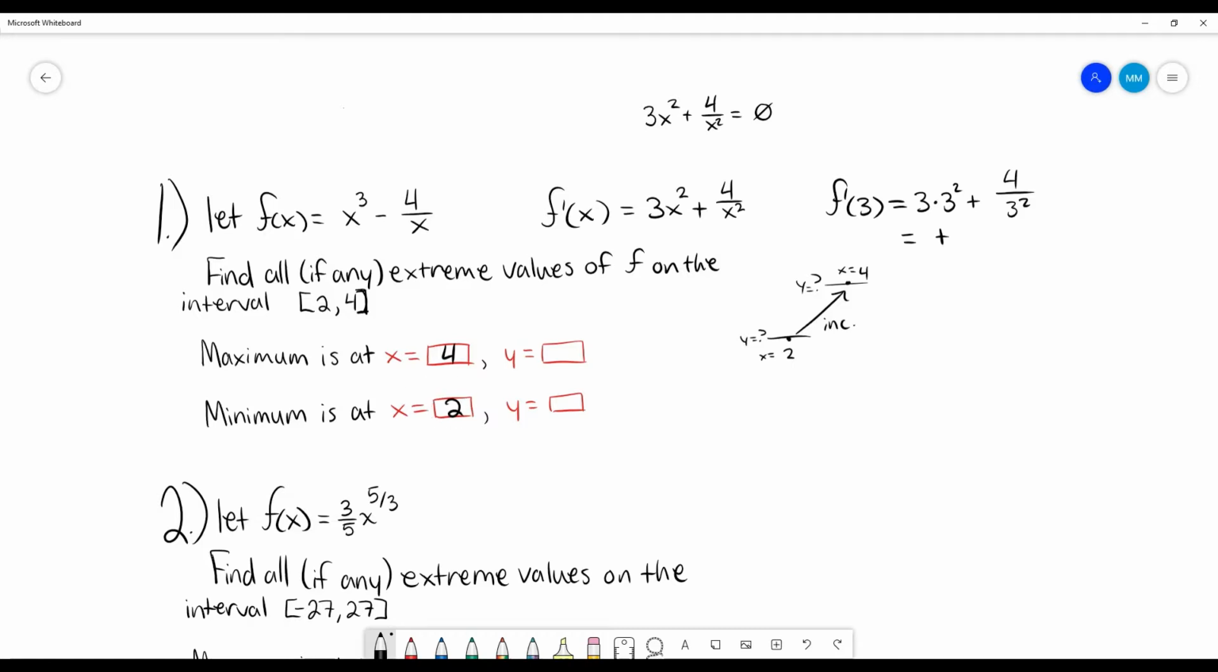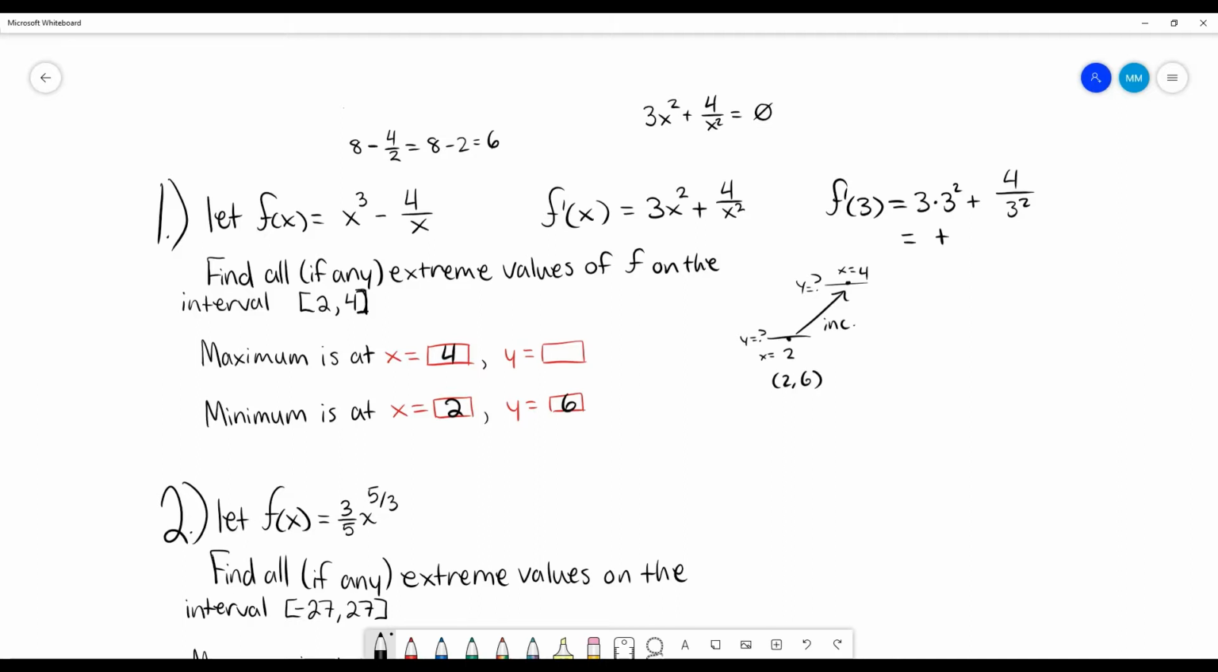So if I plug in a 2, that's going to be 2 cubed, which is 8, minus 4 over 2, which is just 8 minus 2, which is 6. So our minimum is at (2, 6).